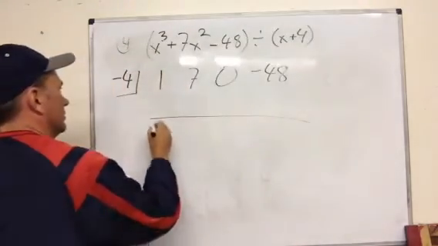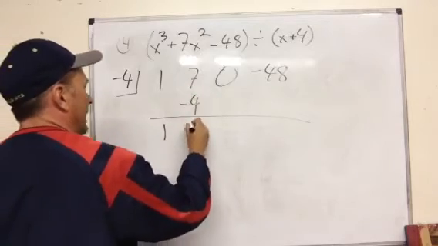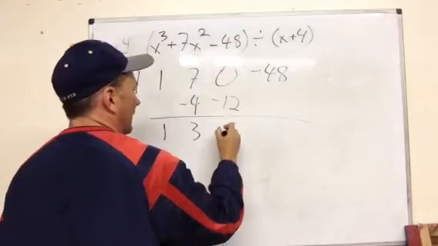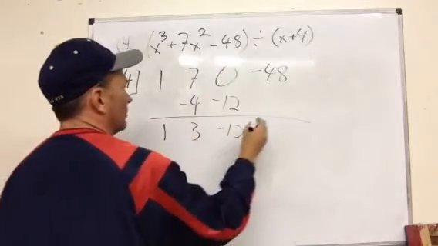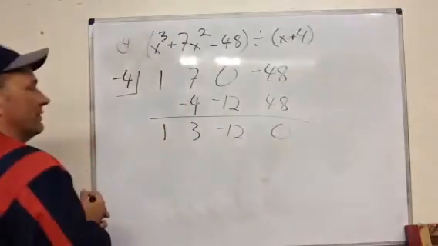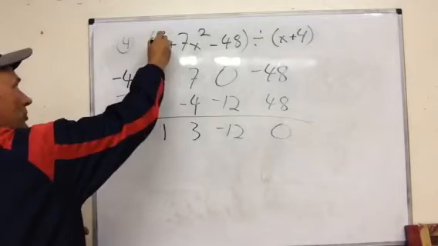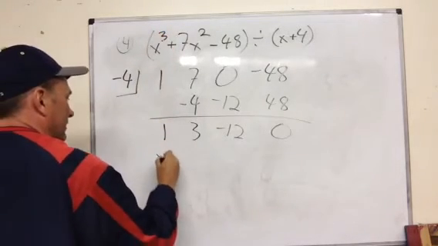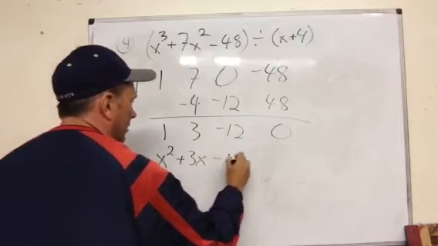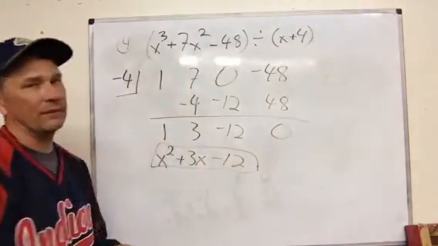Add down. 1 times negative 4 is negative 4. Add down. Negative 4 times 3 is negative 12. Add down. Negative 4 times negative 12 is 48. Add down. And we do get a 0 remainder again. Worked out nice. So because we start with x to the third, these are x squared. This is just an x. And there's our constant.